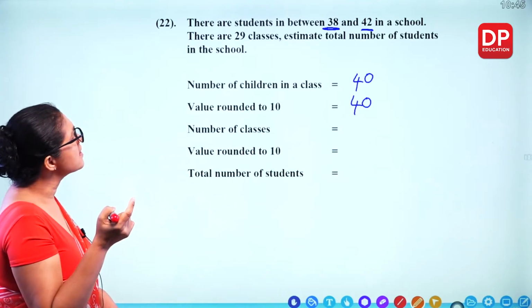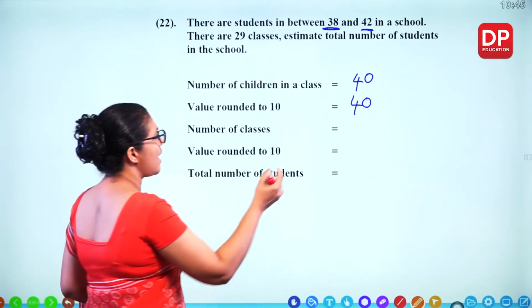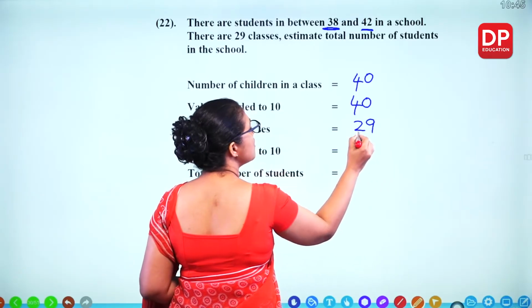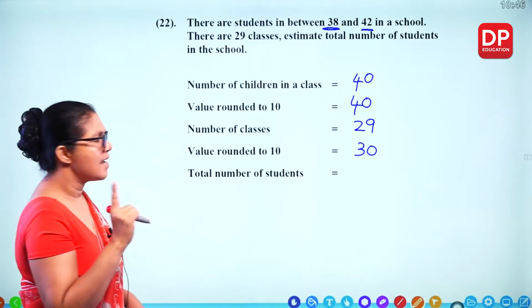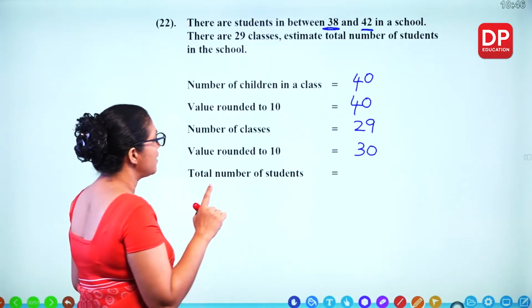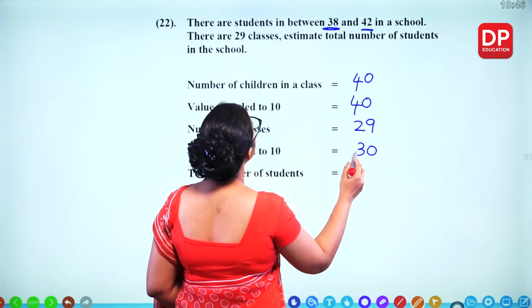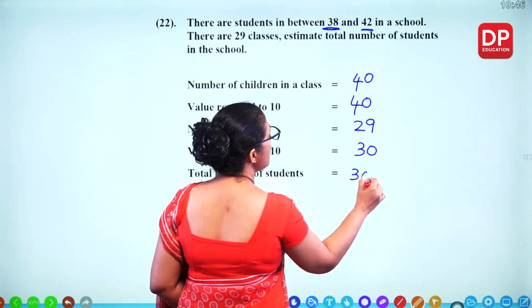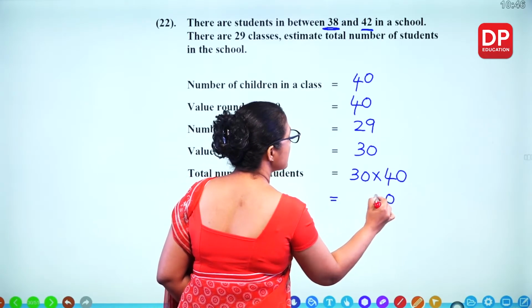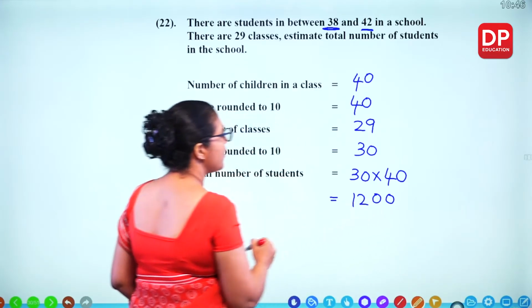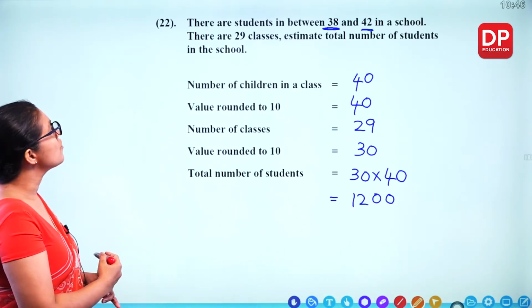The number of classes, 29 classes are there. When you round it to the nearest 10, that's 30. So how many are there altogether? The number of students is 30 times 40. You get 1200 children in the school.